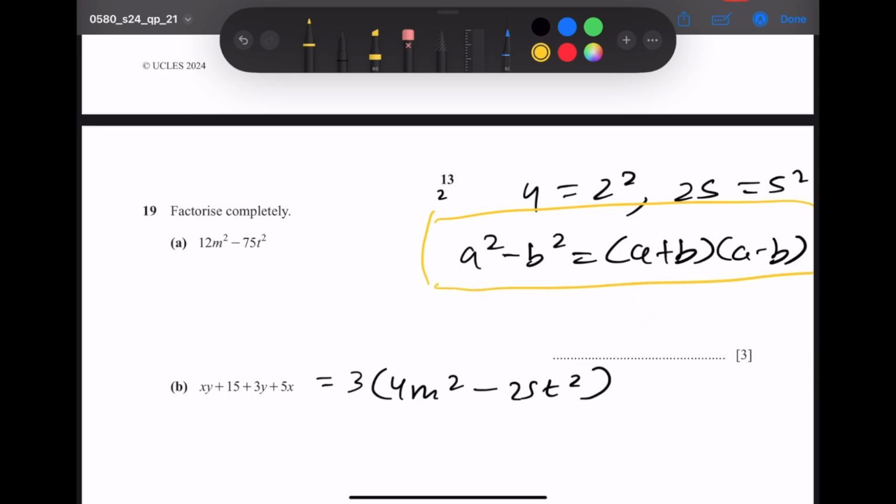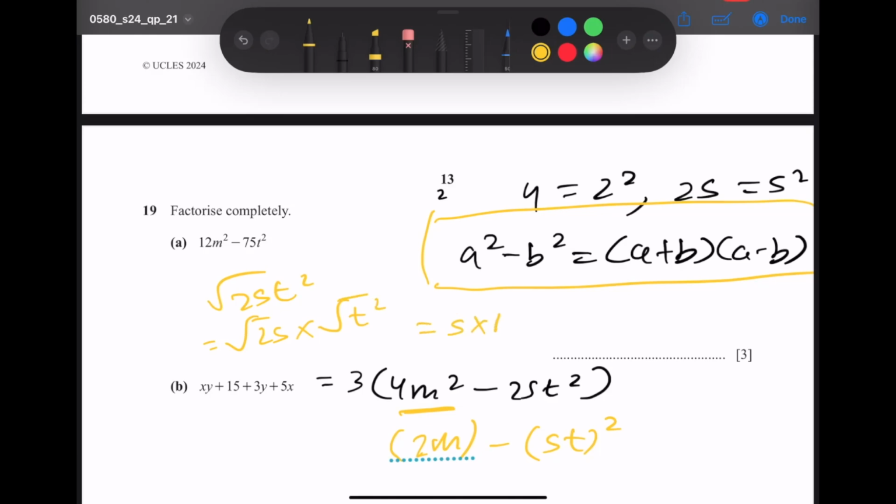And in this case, since a square is equal to 4m square, where a is equal to 2m, since 4m squared rooted would be 4 times m square, which is equal to 2 times m, equal to 2m. And in the same way, 25t square can be rewritten as 5t the whole thing squared, because 25t square is equal to the root of 25 times the root of t squared, which is equal to 5 times t, which is equal to 5t.